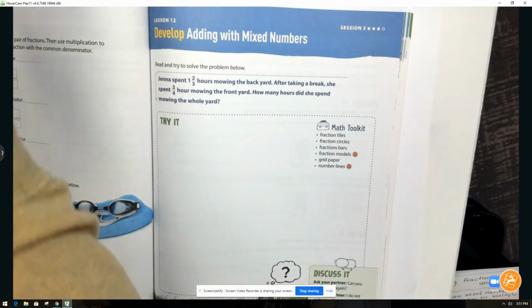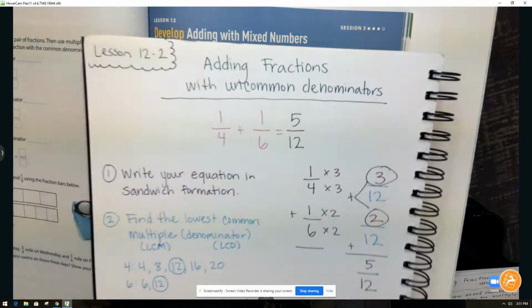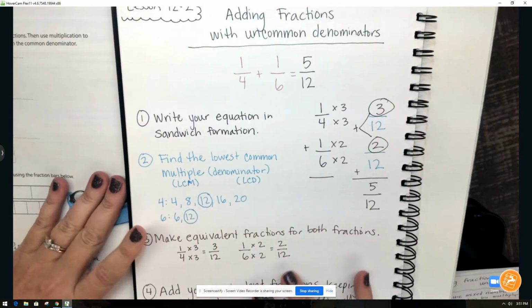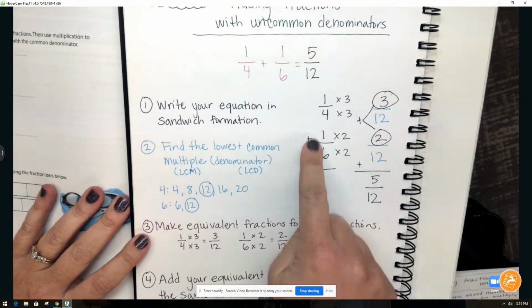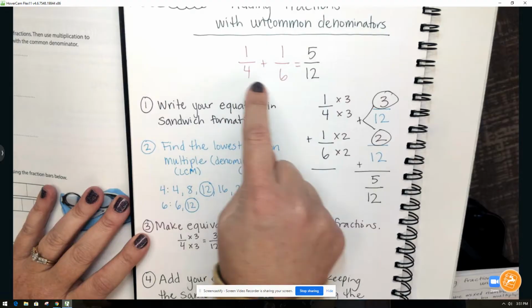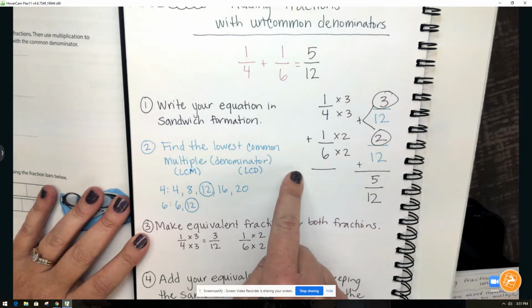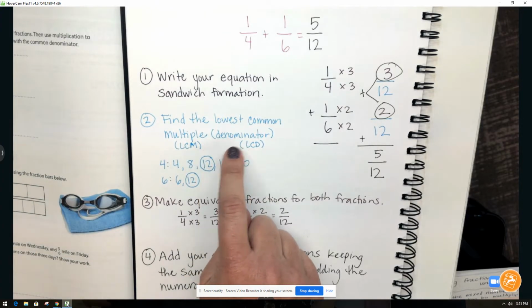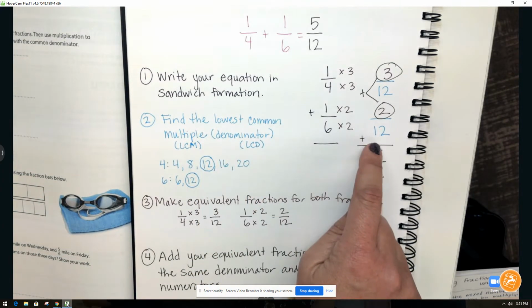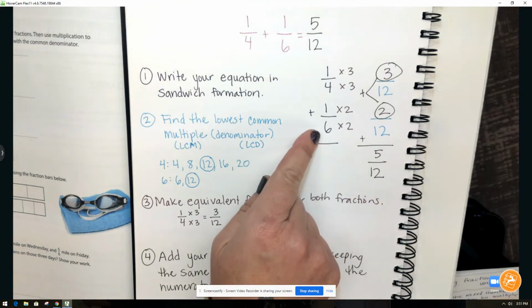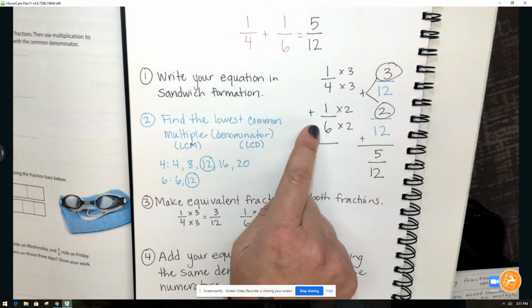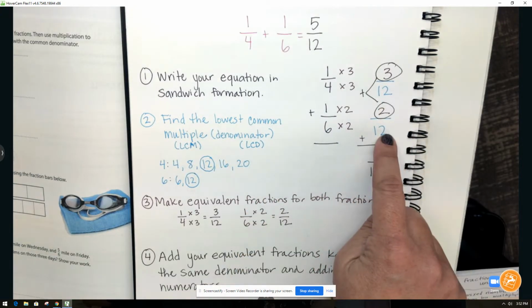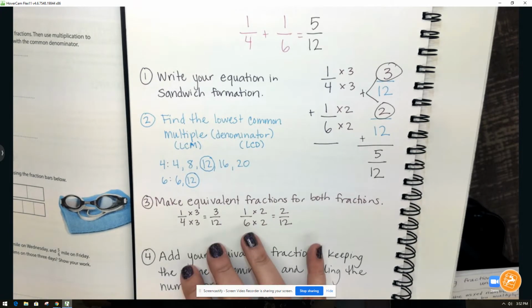Now, before we begin, I just want to do a quick little reminder on how we add fractions with uncommon denominators. So the first thing we're going to do is write our equation in sandwich formation. That means if we originally have it written side to side, we're going to write it one on top of the other. Then we're going to find the lowest common denominator or the lowest common multiple. To do that, we're going to find a number that is a multiple of both denominators from each of the fractions we're trying to add so that we have common denominators so we can add them together.